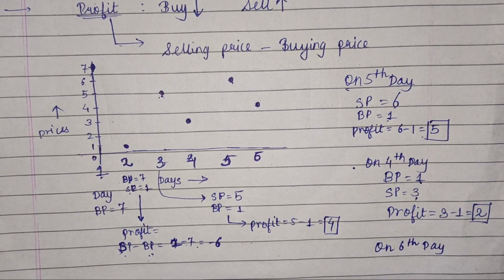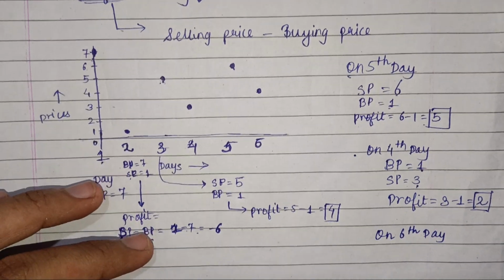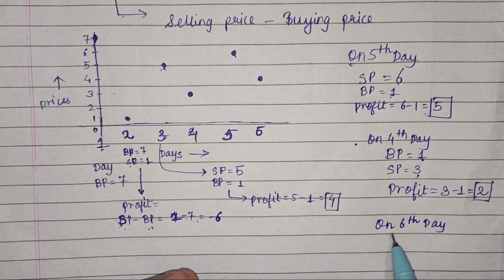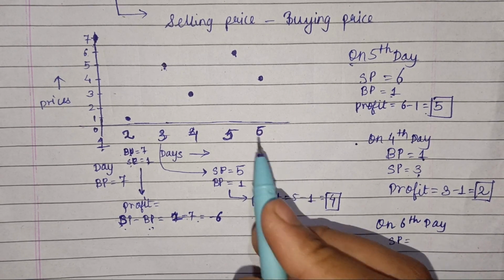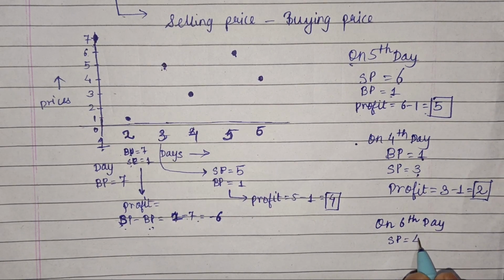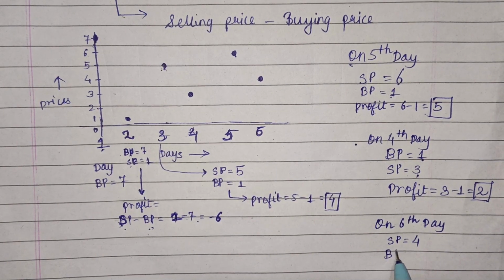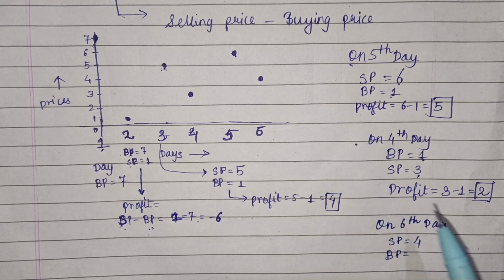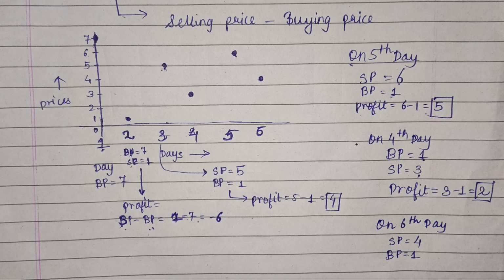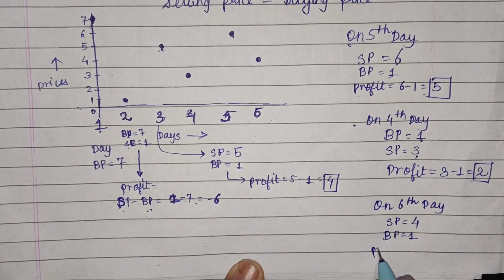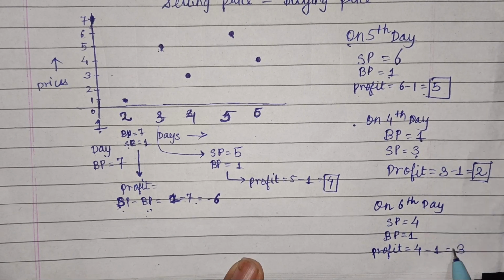Now let's see day 6. On day 6 the selling price is 4, and for the buying price we have to take the minimum, so it is 1. So the profit will be selling price minus buying price, it will be 3.